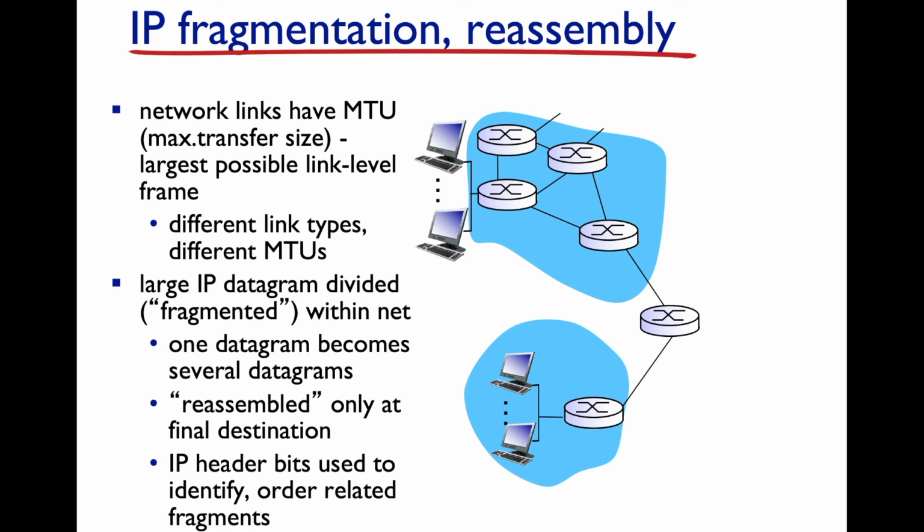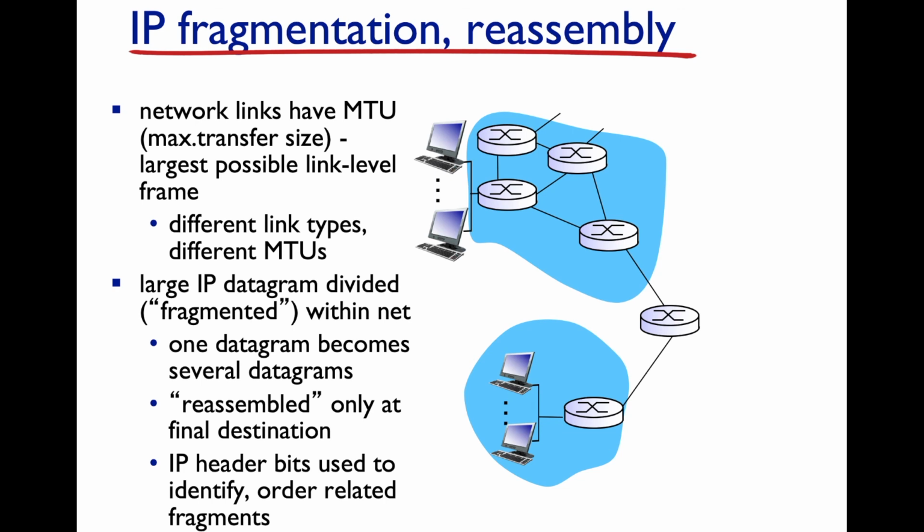So different link types have different MTU sizes, and when a large datagram encounters a hop that has a smaller MTU, it's fragmented, or broken up into pieces. These pieces are then sent as separate datagrams across that smaller MTU link, and they are not reassembled until they reach the endpoint destination. Each of those fragments is treated as a separate datagram and sent separately, and they only get reassembled at the endpoint.